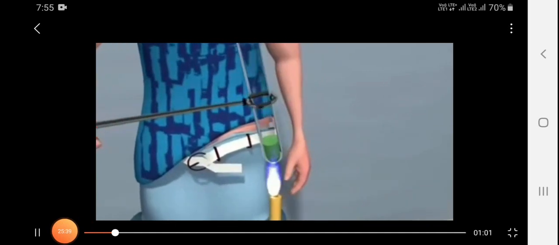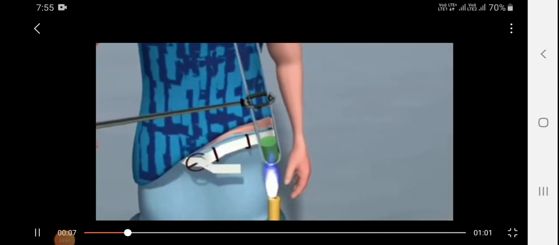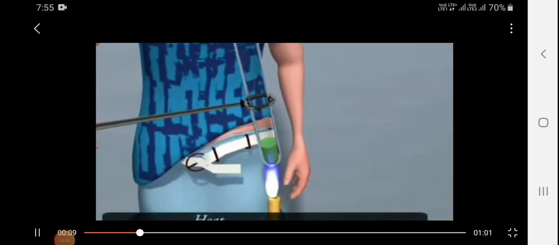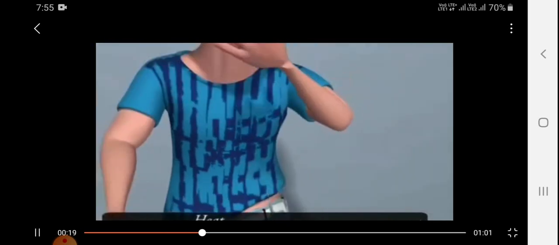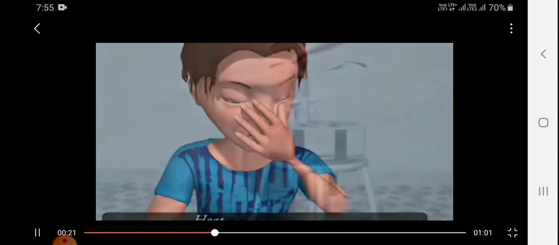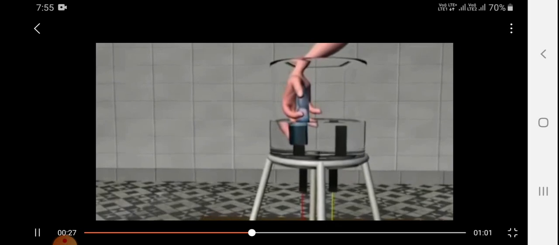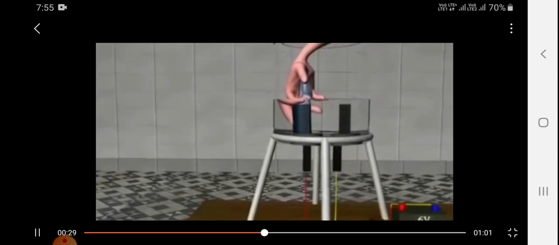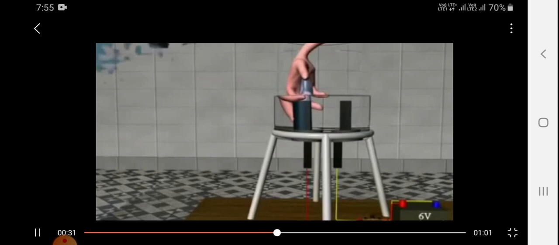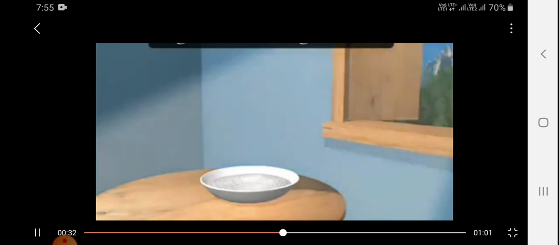Here this is ferrous sulfate, which you call green vitriol. When we heat ferrous sulfate, it converts into simple compounds: ferrous oxide, sulfur dioxide and sulfur trioxide, which we saw in a previous video, where it decomposes to give simple products. And even water splits up. When you connect electrodes in water, it splits up into hydrogen and oxygen. So it is also a decomposition reaction.